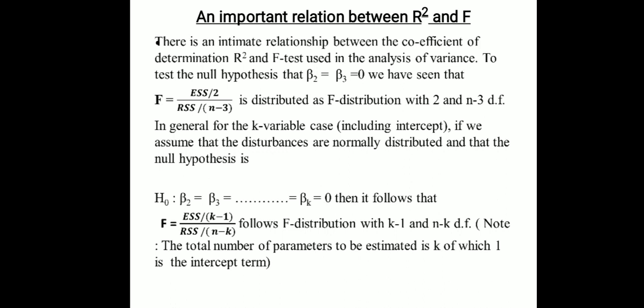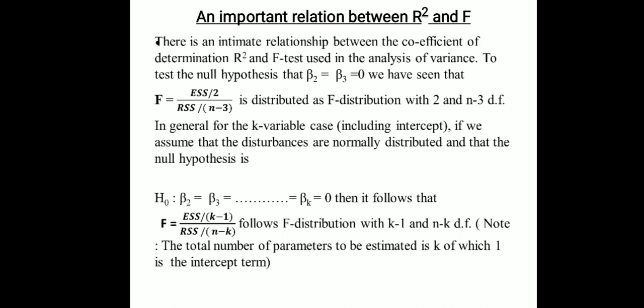So in general, for the k variable case, including the intercept, we assume that the disturbances are normally distributed and that the null hypothesis is beta 2 equal to beta 3 equal to and so on up to beta k equal to 0. Beta 1 is the intercept term, therefore it is not included. It follows that the F statistic equals the explained sum of squares divided by k minus 1. If k equals 100, then k minus 1 equals 99. The RSS is divided by n minus k, where n is the number of observations and k the number of regressors.